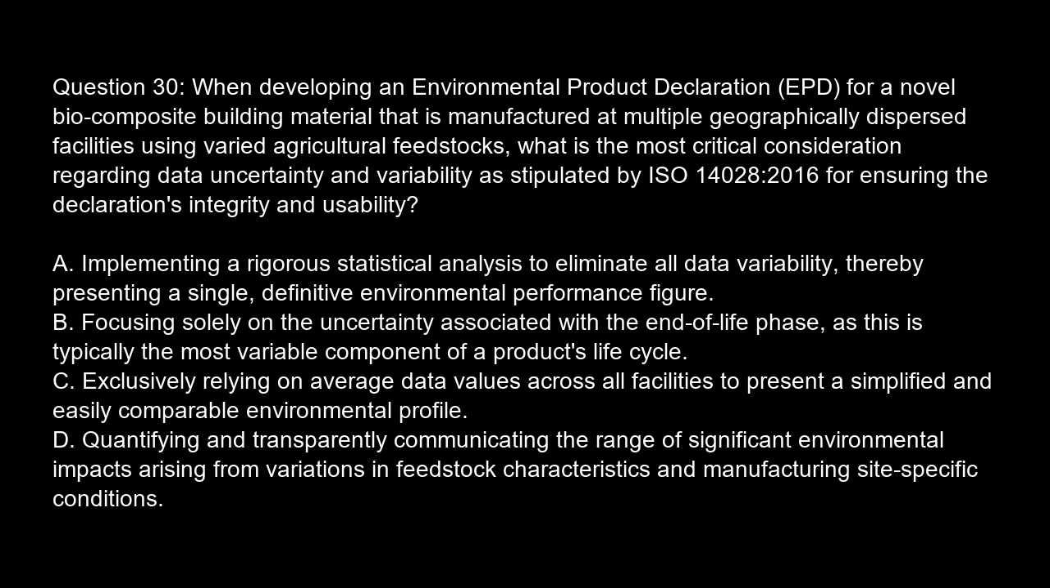Option A. Implementing a rigorous statistical analysis to eliminate all data variability, thereby presenting a single, definitive environmental performance figure. Option B. Focusing solely on the uncertainty associated with the end-of-life phase, as this is typically the most variable component of a product's life cycle. Option C. Exclusively relying on average data values across all facilities to present a simplified and easily comparable environmental profile. Option D. Quantifying and transparently communicating the range of significant environmental impacts arising from variations in feedstock characteristics and manufacturing site-specific conditions.